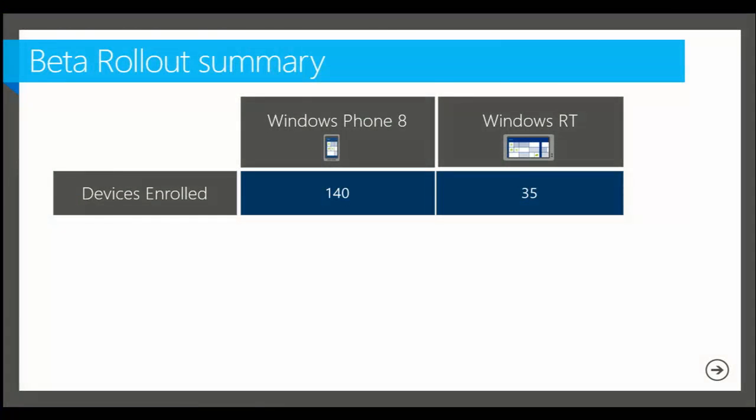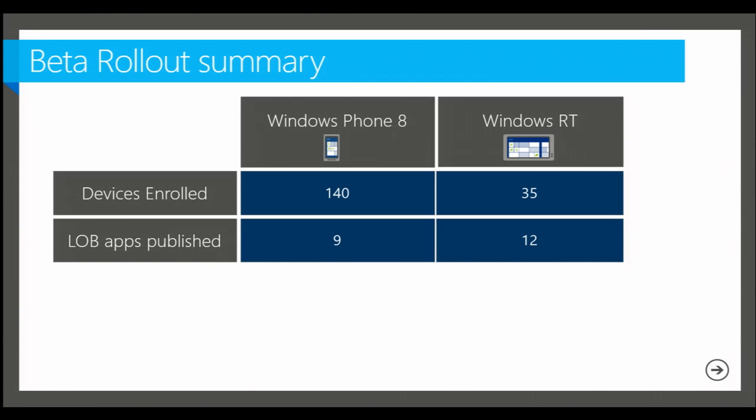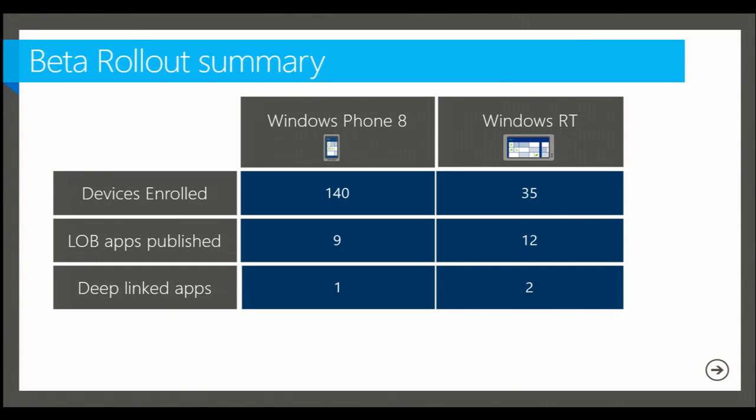Before we get into the actual enrollment and actual company portal deployment, I would like to share some of the metrics during the proof of concept, or during our dogfood time frame. We had around 140 Windows Phone 8 devices enrolled and 35 Windows RT devices enrolled. And around 9 line of business applications published to company portal and 12 LOB apps published for Windows RT. We also deep linked 1 app for Windows Phone 8 to the Microsoft Store, and 2 deep linked apps for Windows RT.